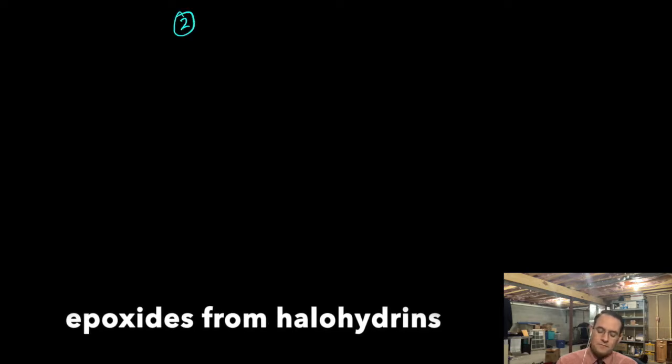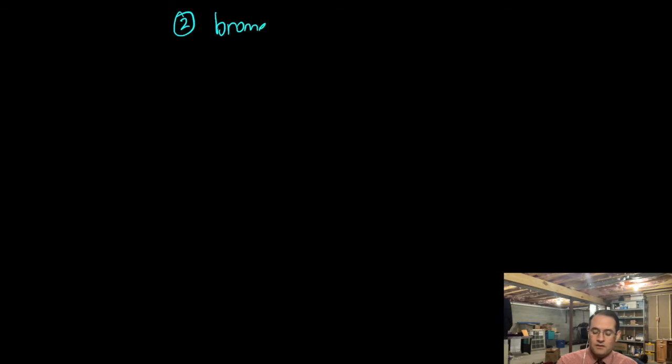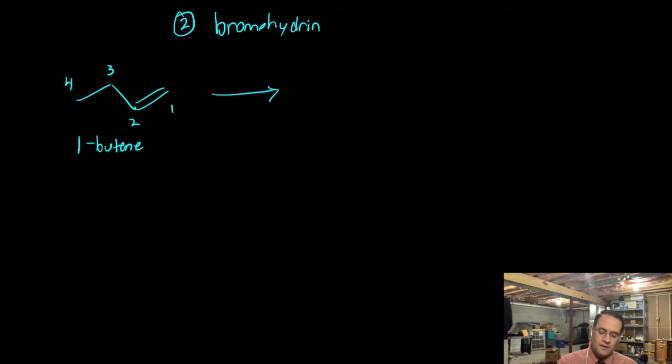Now, the second method is that we can make a bromohydrin and then react that to form the epoxide. So let's take a look at a simple example. Let's take butene. This is 1-butene. And let's treat this with bromine in water. Now, you might need to review this from earlier in the chapter, I think it's 6 or 7. You want to place the OH group at the more substituted carbon.